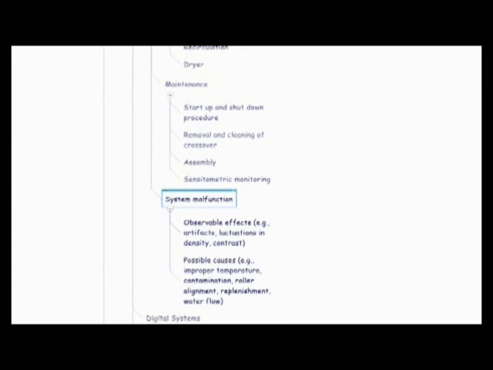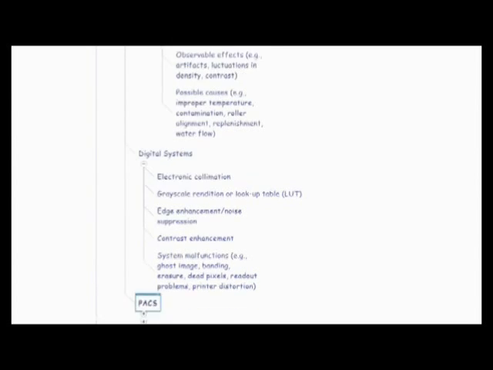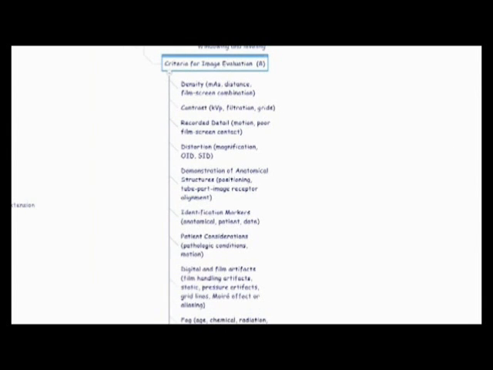Then there's system malfunction, observable effects, possible causes, digital systems, electronic collimation, grayscale rendition or lookup table, edge enhancement, noise suppression, contrast enhancement, and system malfunction. Then there's PACS, the HIS, Hospital Information System Worklist, the RIS, the Radiology Information System, DICOM, and workflow, and windowing and leveling.